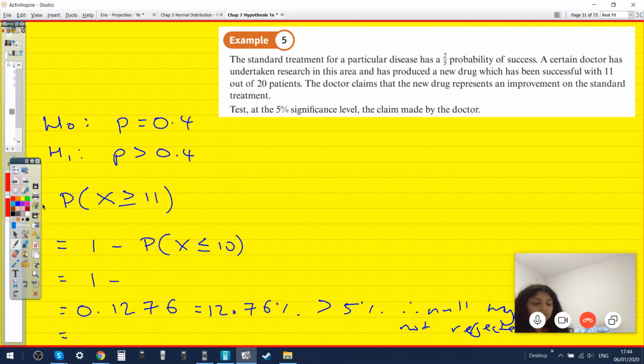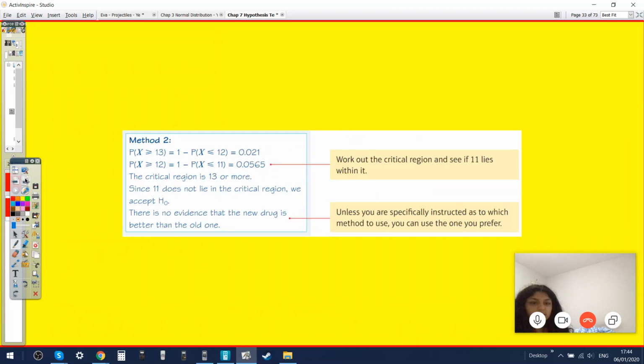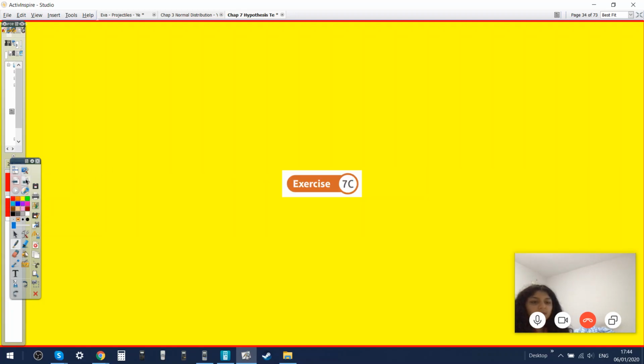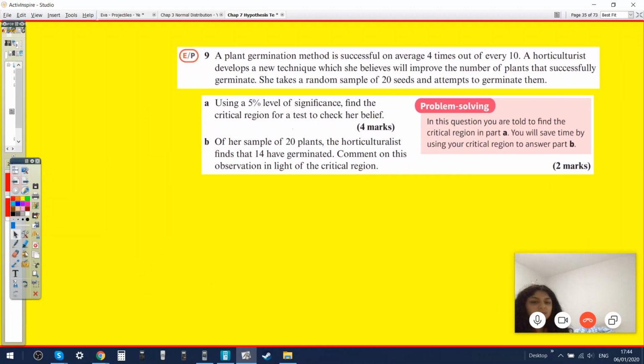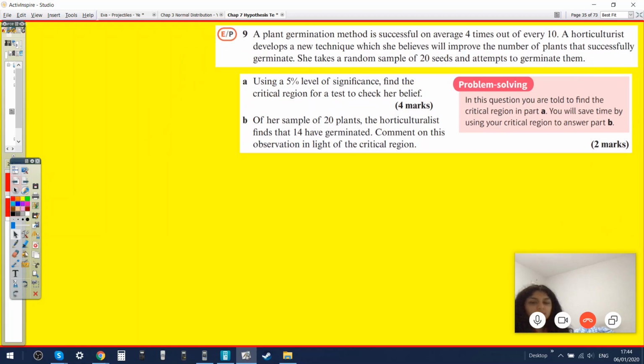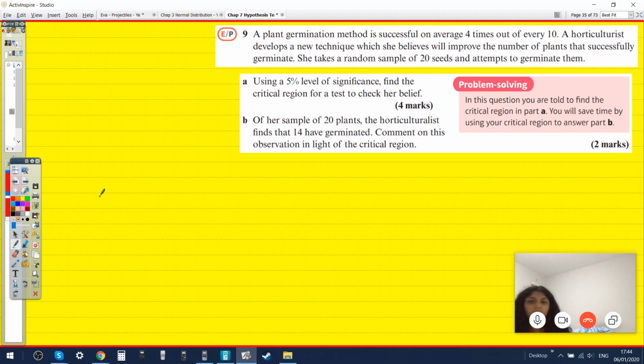Okay, we'll try another. Here's method 2. So here with method 2, they found the critical region first. The critical region was 13 or more. 11 isn't 13 or more. So before we were finding the critical region, you can find the critical region if you want and then use that, or you can do it directly. So let's give this one a go.